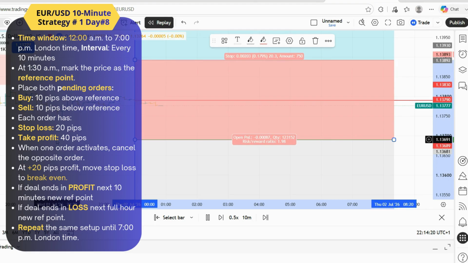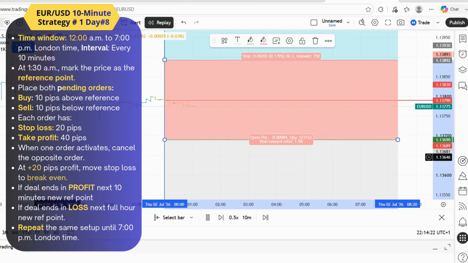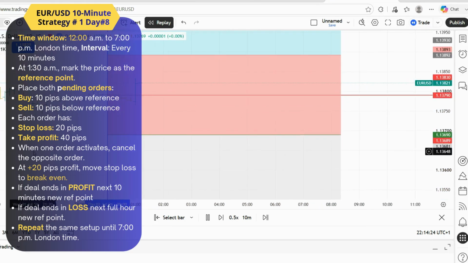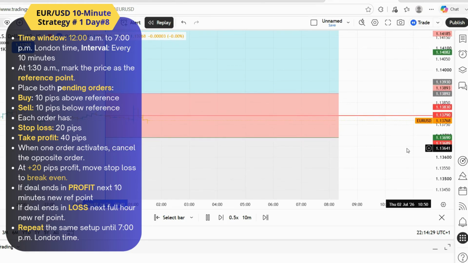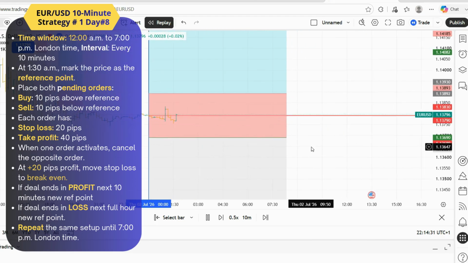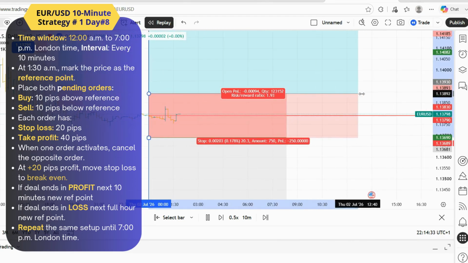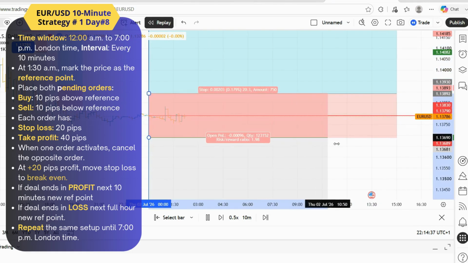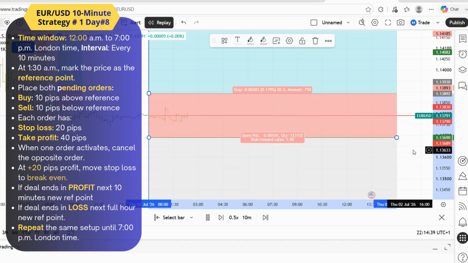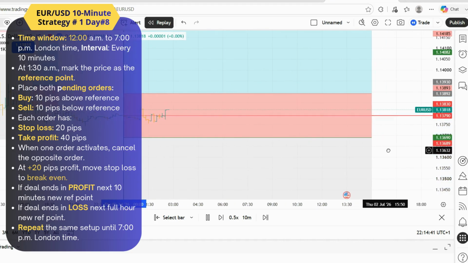Using the prepared templates, we place 2 pending orders around that level. The buy order is placed 10 pips above the reference point. The sell order is placed 10 pips below the reference point. Both orders now have the correct 20 pip stop loss and 40 pip take profit target. Everything is in position. Now we wait for the market to choose its direction.